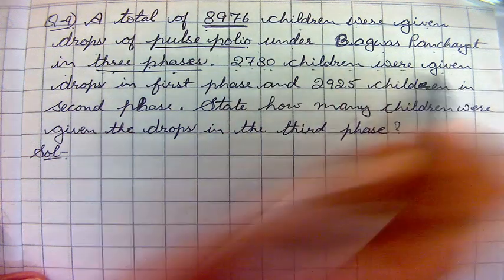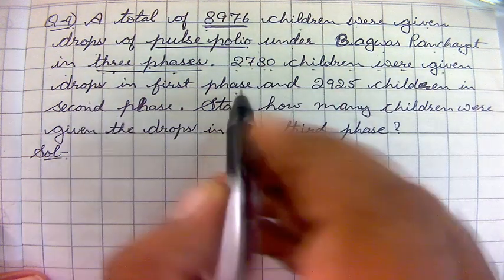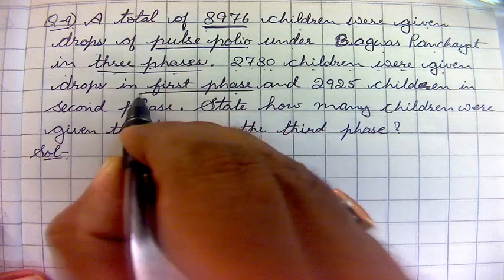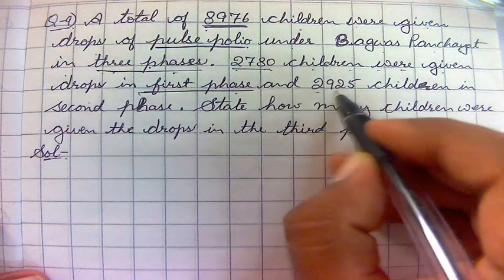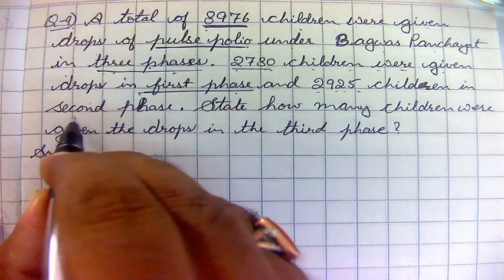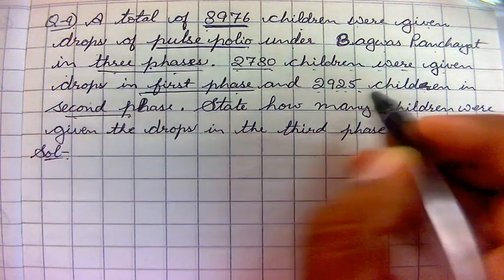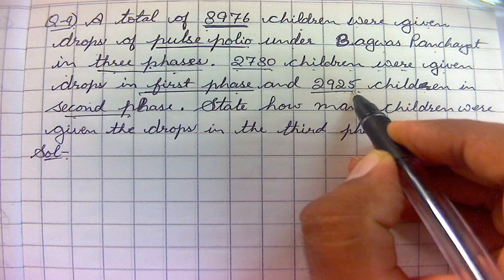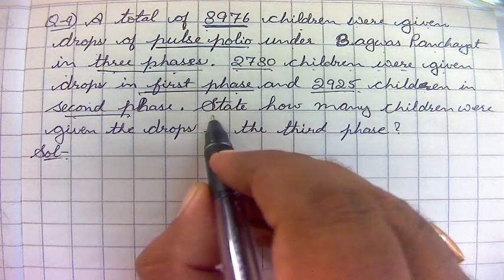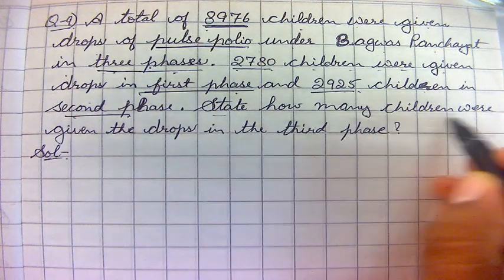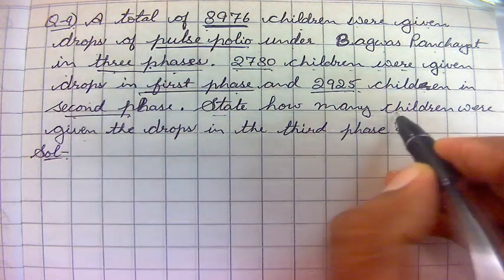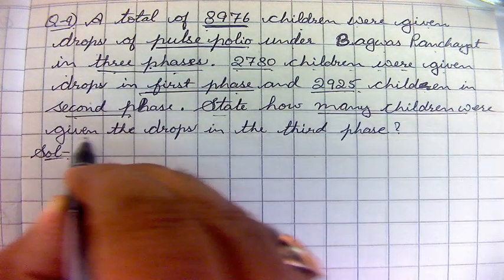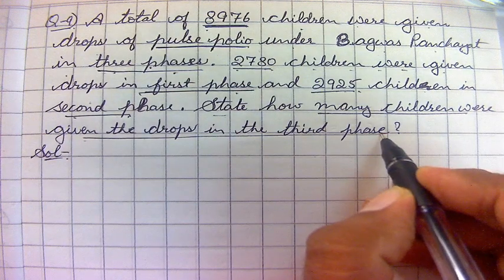2,780 children were given drops in first phase. In the first period, in the first phase, 2,780 children were given. 2,925 children in second phase. So in second phase, 2,925 children were given. Now you have to tell how many children were given the drop in third phase. You have to find out the number of children given the drops in third phase.